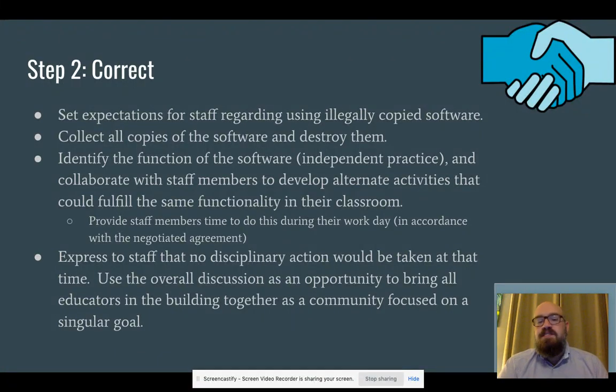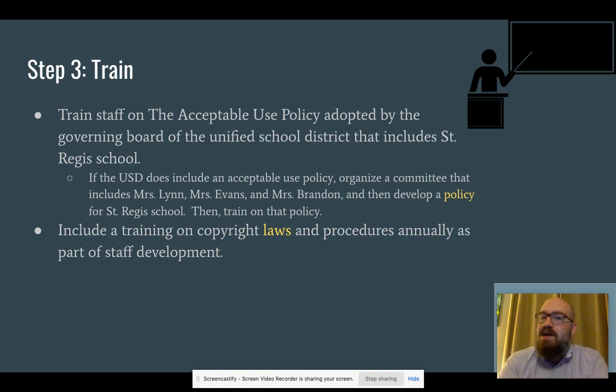We want to express to staff that no disciplinary action is going to be taken at this time. This is an opportunity to bring educators in the building together as a community focused on a singular goal, which is to come up with some creative solutions to a problem, to an obstacle that we've encountered. And how can we be creative, work within our software licenses, and still have positive outcomes for our students and staff?